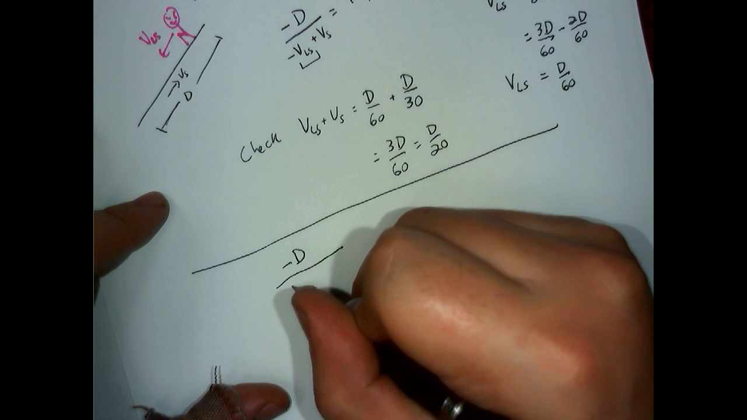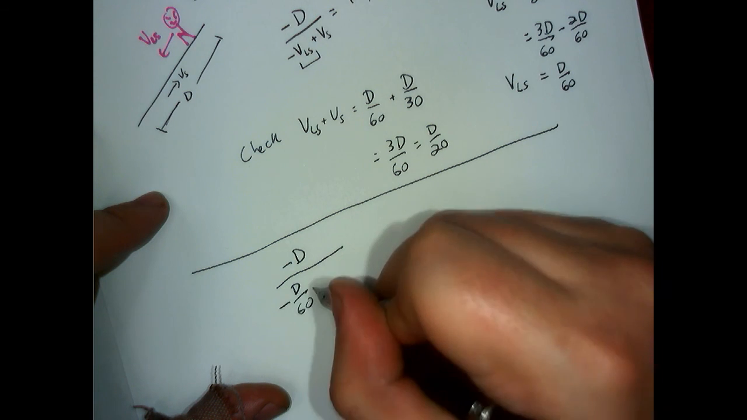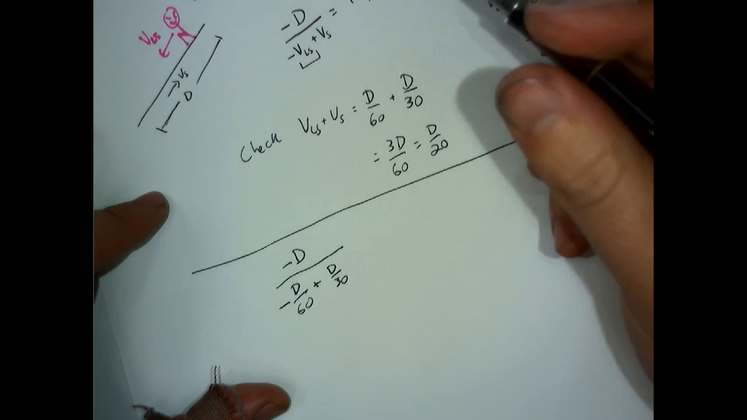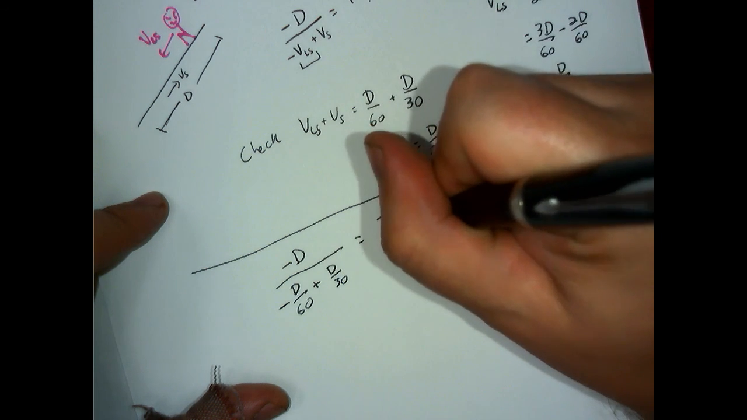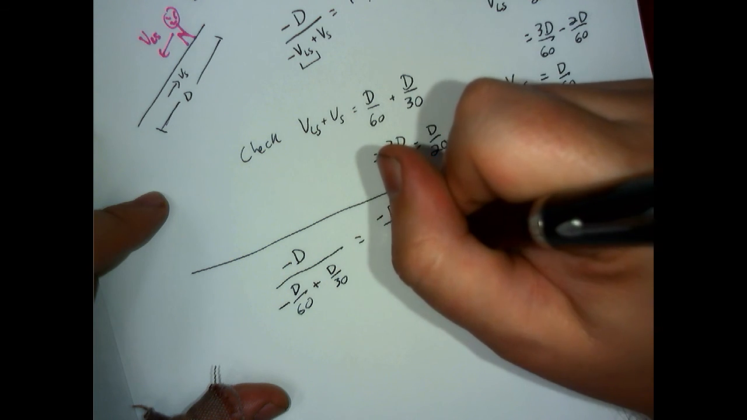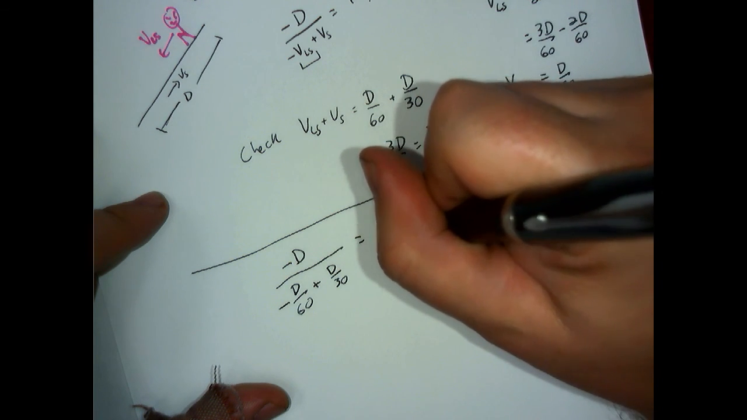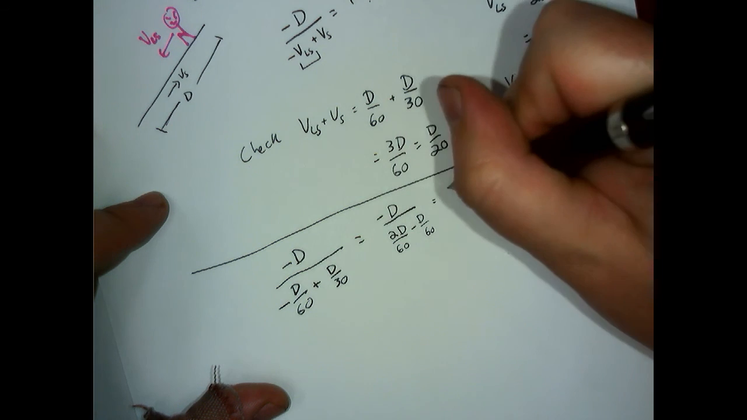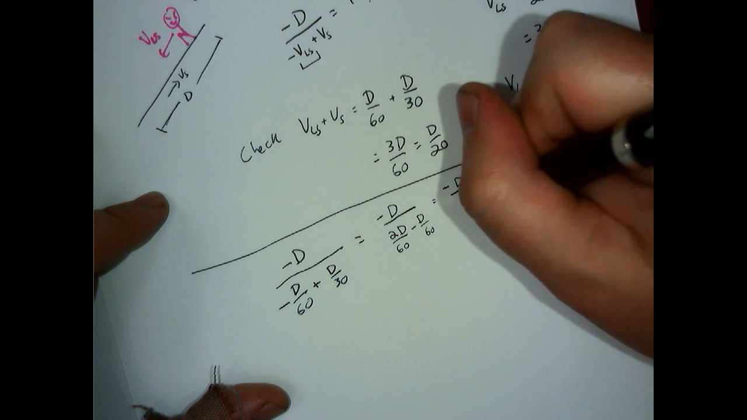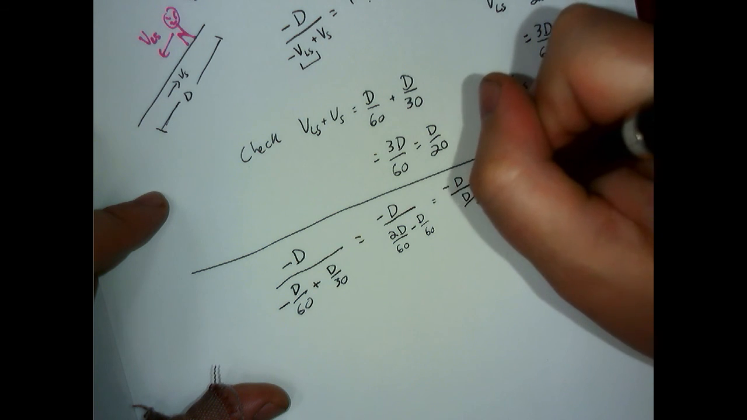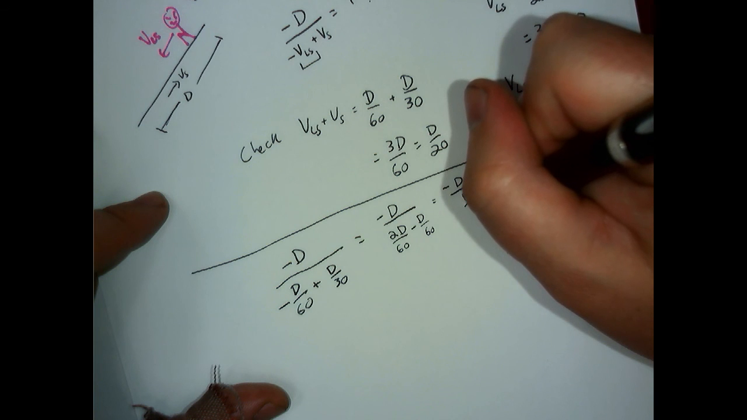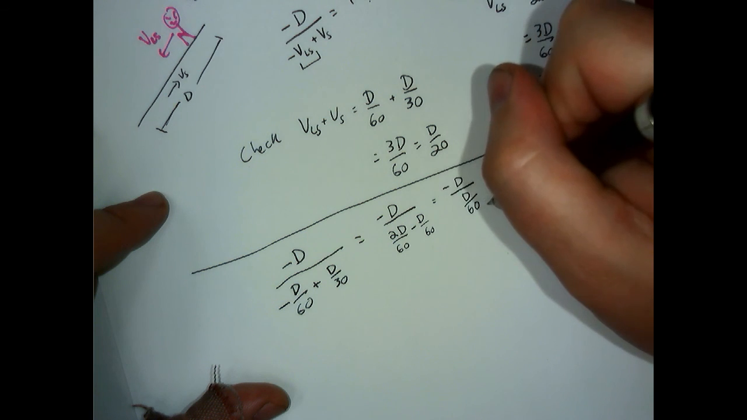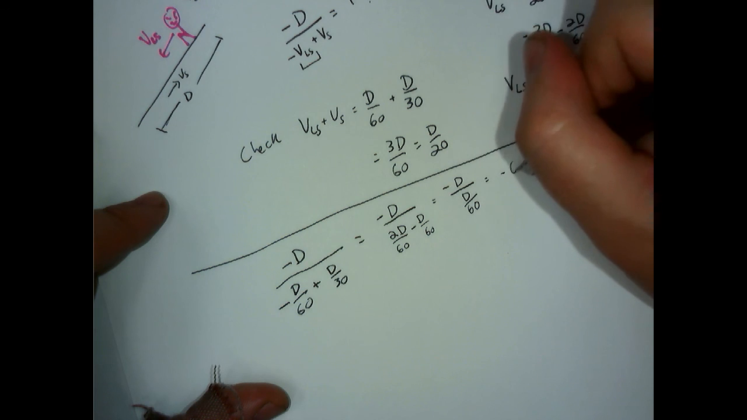But I'm not sure if this is gonna work, you guys. VLS plus VS is D over 30. Oh, you know, if there's one thing better than adding fractions... So this is 2D over 60. That's this guy. Minus D over 60. So it's minus D over 60, minus 60 seconds.